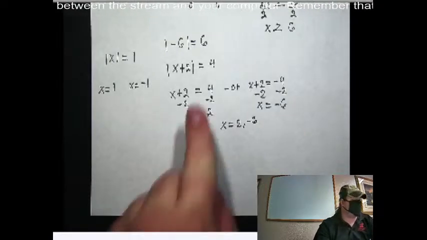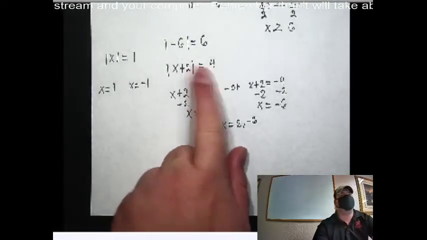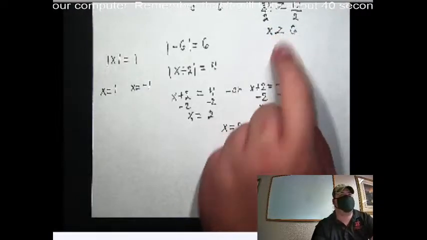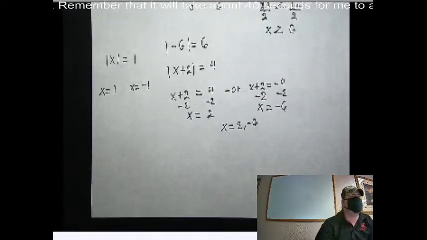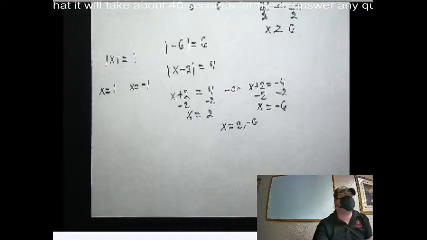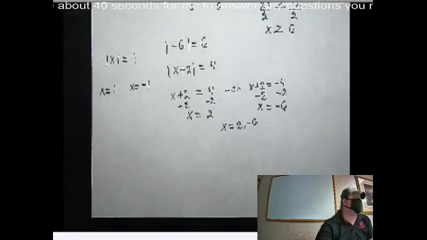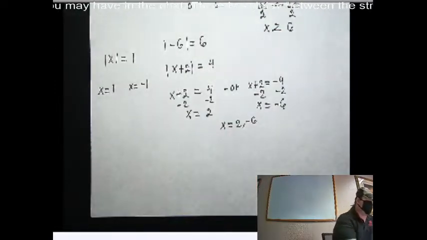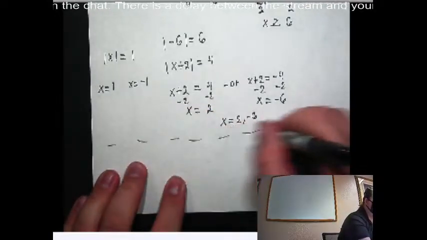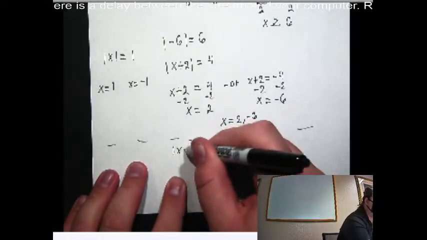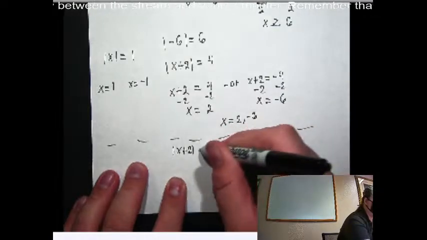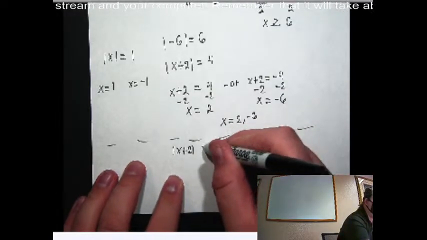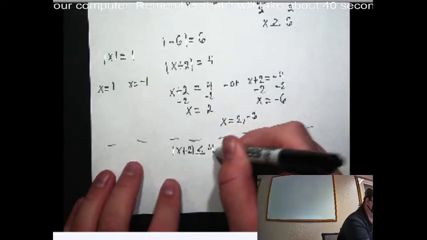Okay, so again, let's replace this equal sign with one of these inequalities and see what happens. Before we do that, though, are there any questions? No, this makes sense to everybody? All good? Okay, so again, let's replace this with one of these inequalities and see what it looks like. So instead, we'll have the absolute value of x plus 2 is, let's say, less than or equal to 4.